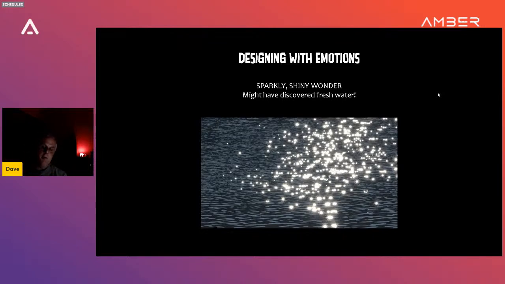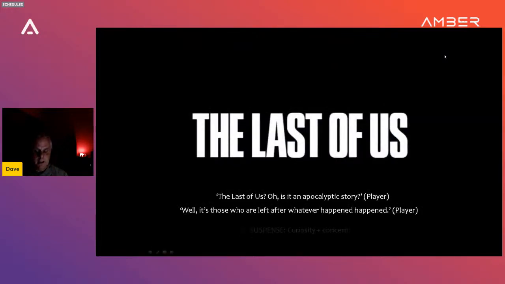So those two things are happening hand in hand in the first couple of seconds. Straight away, mesmerizing the player and setting up that threat cue. And also, if you listen to players who've never played the game, they know nothing about the game. The Last of Us, is it an apocalyptic story? So they're already thinking in terms of bad things are going to happen. So you can very easily argue that the rising action has begun straight away, that anticipation of a dreadful, awful outcome. Well, it's those who are left after whatever happened.